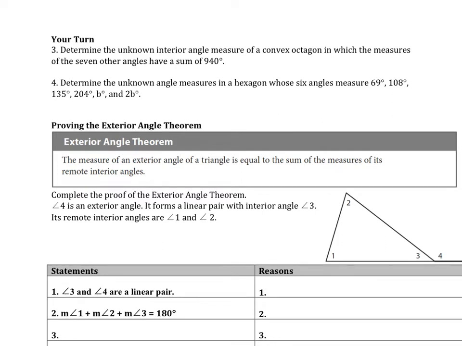And we have one more theorem here, so we're going to prove the exterior angle theorem. The exterior angle theorem states the measure of an exterior angle of a triangle is equal to the sum of the measures of its remote interior angles. So what it would be stating is that angle 4 is equal to angle 1 plus angle 2 there. So with the proof, we know angle 4 is an exterior angle. It forms a linear pair with the interior angle 3, because we have a line there. And its remote interior angles are 1 and 2.